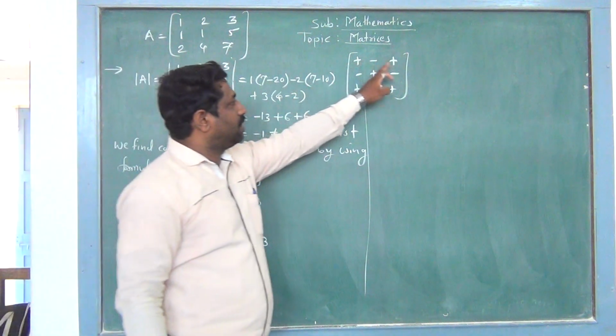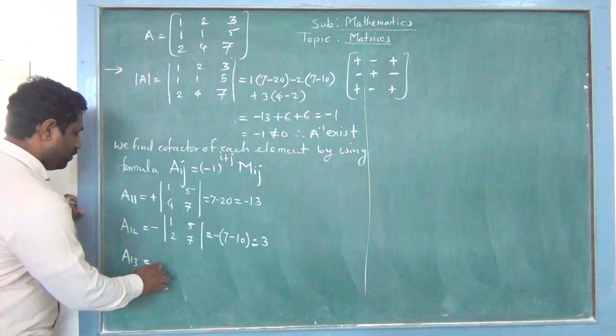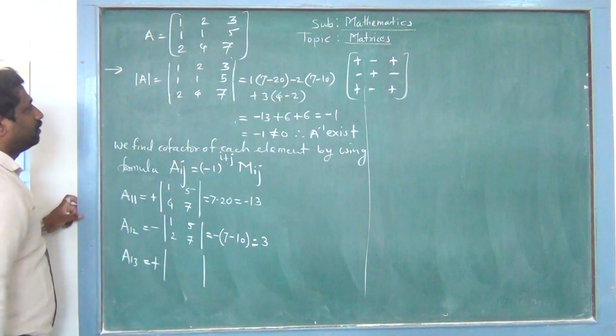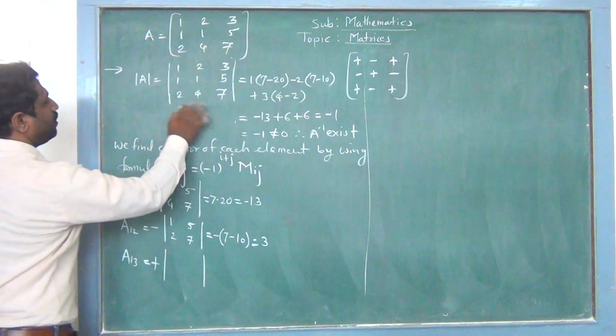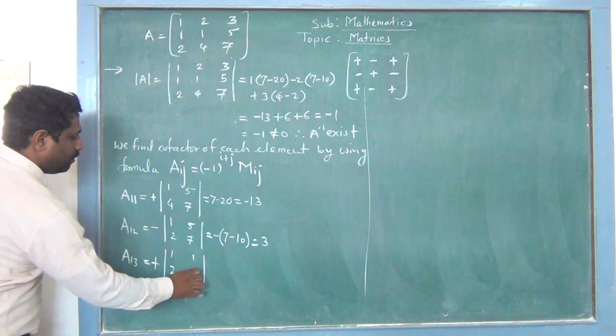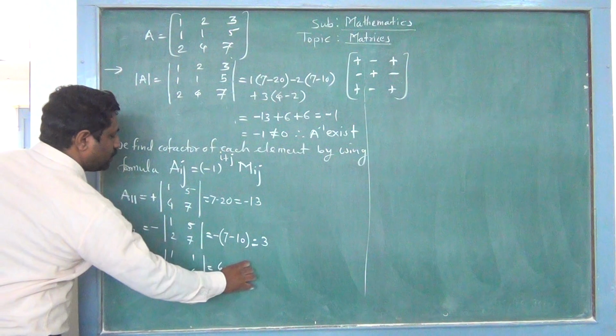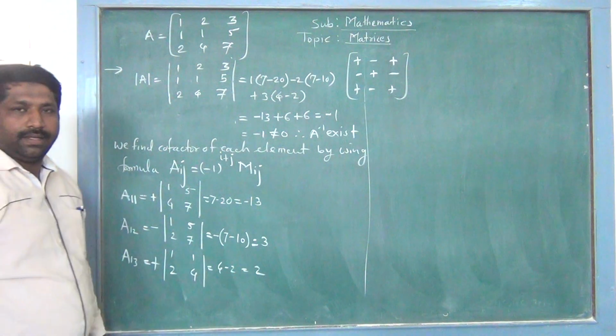Now A13 has first row, third column, so the sign is plus. Deleting the first row and third column, we get 1 1 2 4, that is 4 minus 2, which is equal to 2.